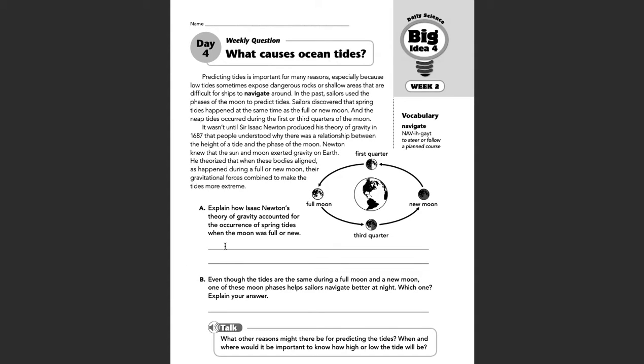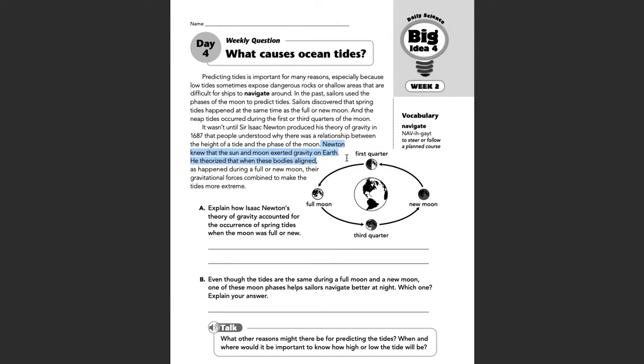All right, so part A wants us to explain how Isaac Newton's theory of gravity accounted for the occurrence of spring tides when the moon was full or new. So if we look to this second paragraph here, Newton knew that the sun and moon exerted gravity on Earth.